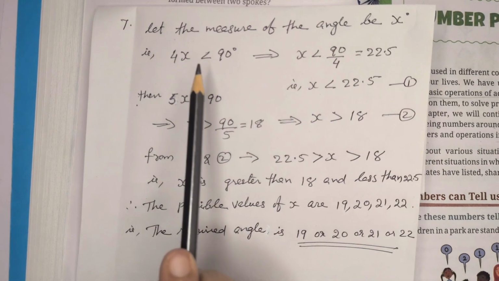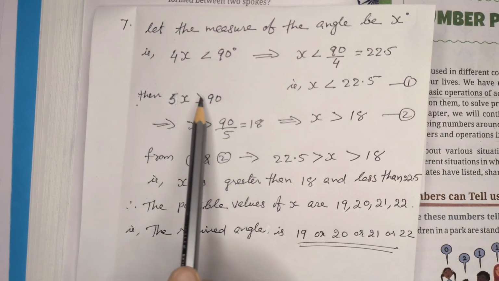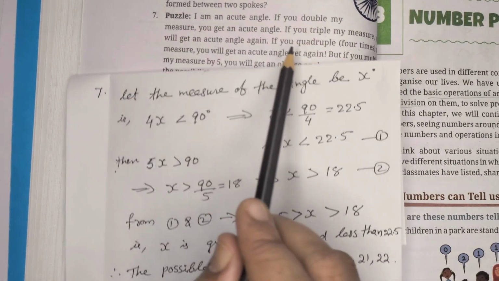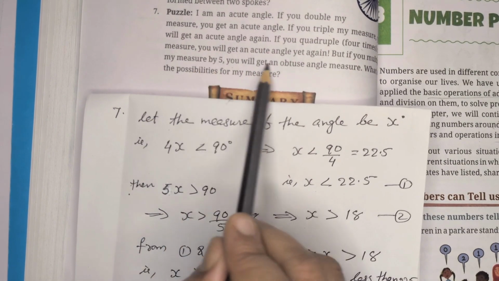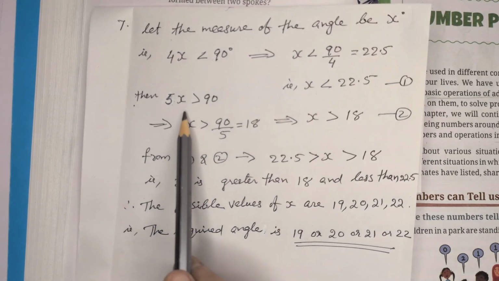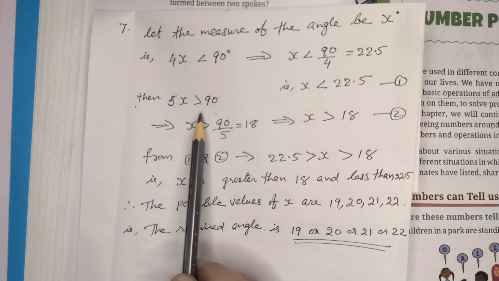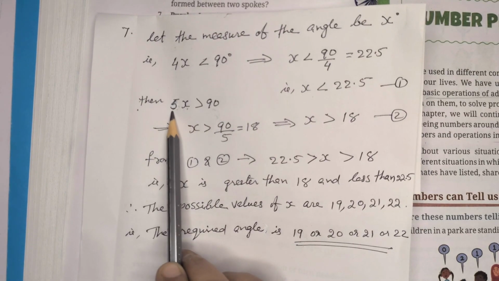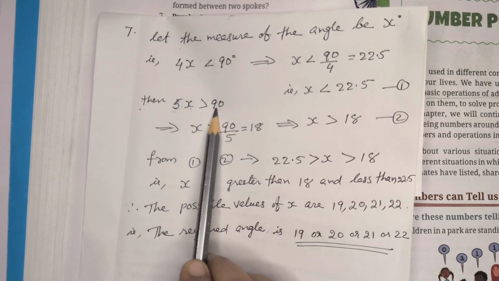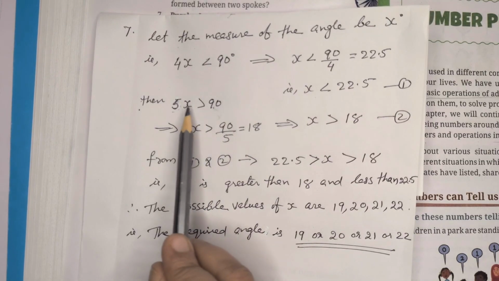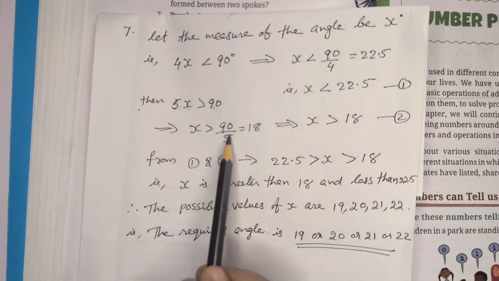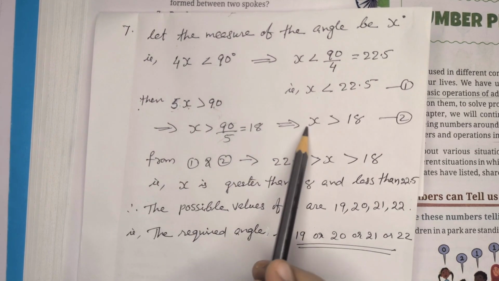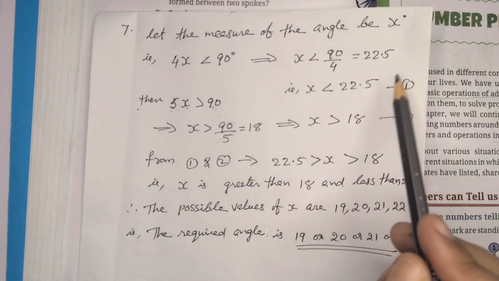Then the second condition: if you multiply by 5, it will be an obtuse angle. So 5x, which is an obtuse angle, means greater than 90 degree. So if you multiply that angle with 5, we will get more than 90 degree. In this case, x will be greater than 90 by 5. 90 by 5, when we divide, we will get 18. That means x is greater than 18.